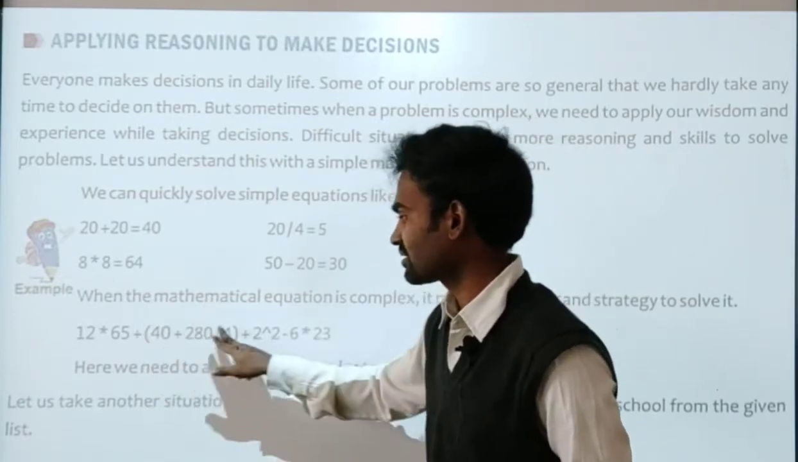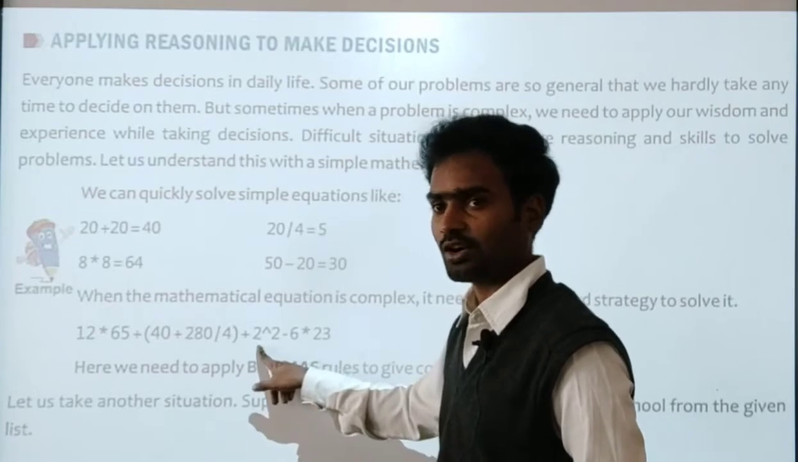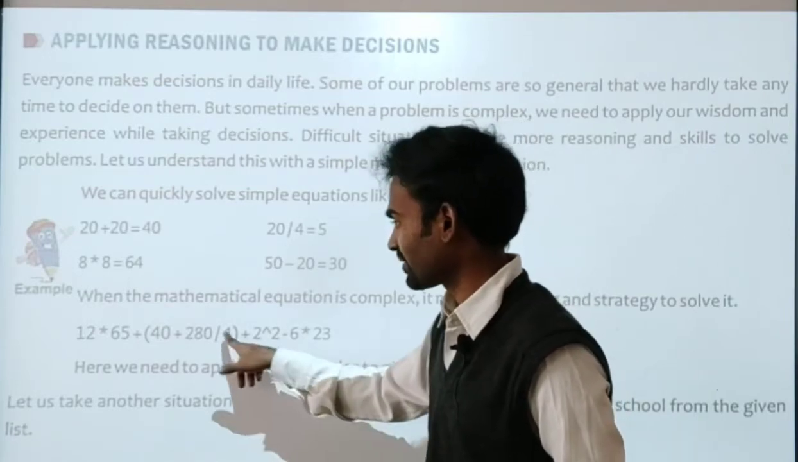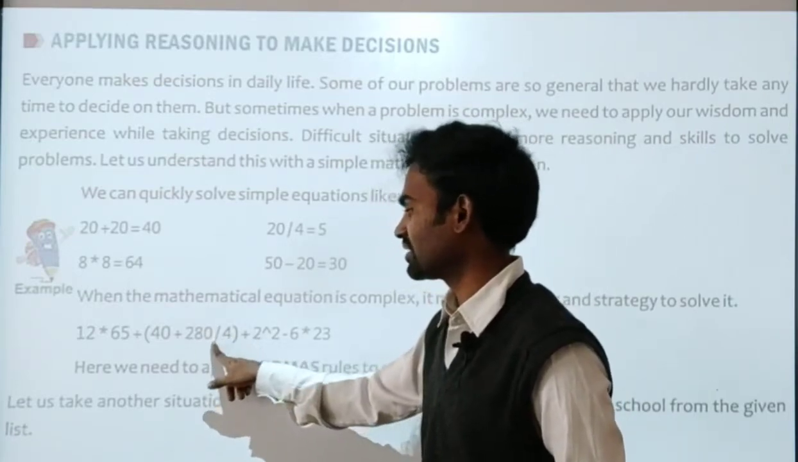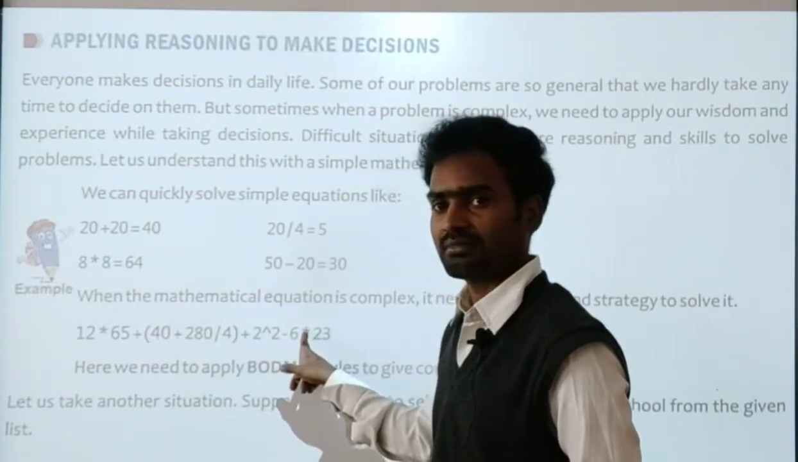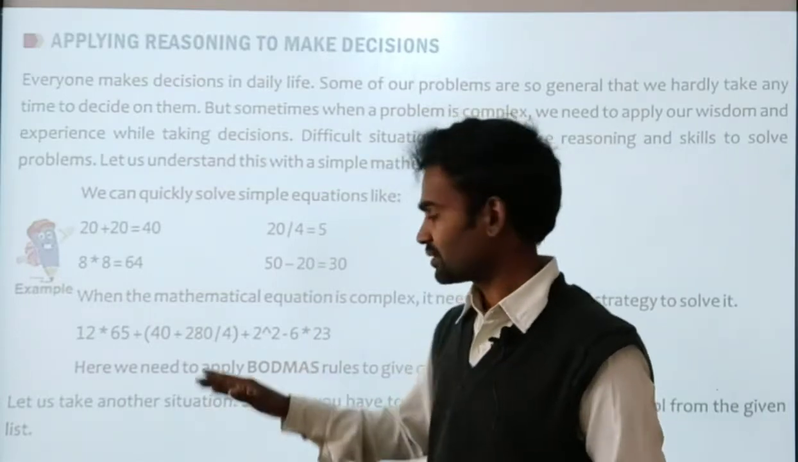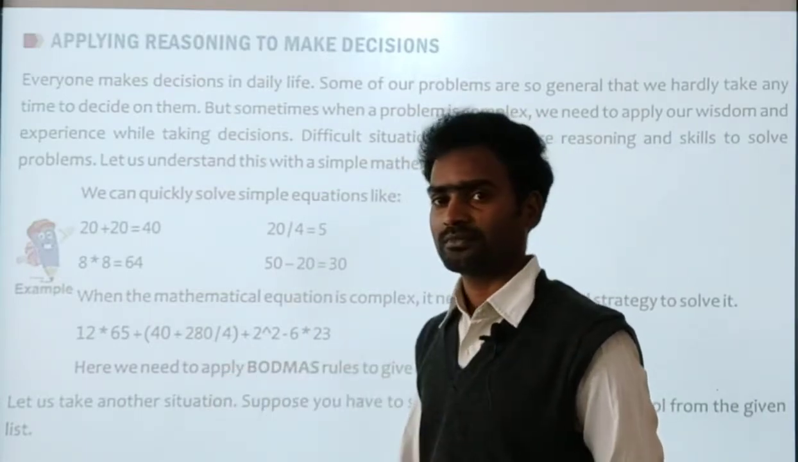Here, first we have to finish the bracket, and then the "of", if there is any. Then we finish division and multiplication, and then addition and subtraction. So this rule we have to follow, right?